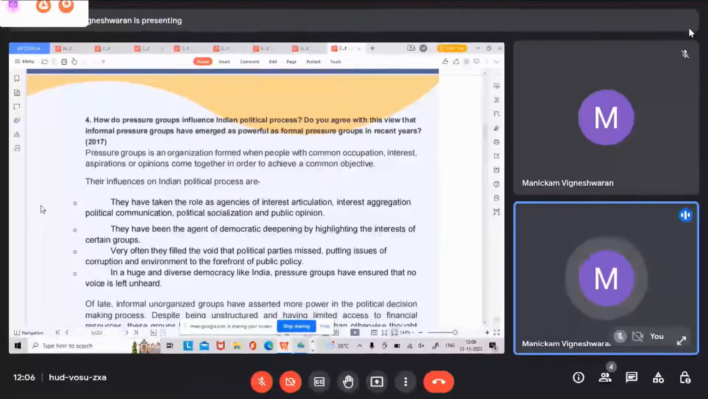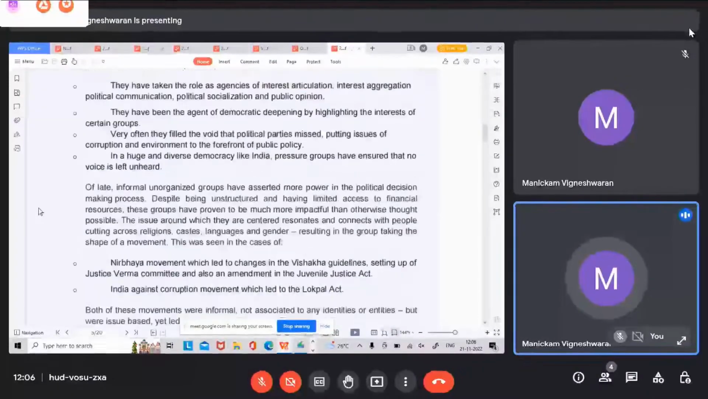In the Indian political process, they have taken the role of agencies of interest articulation, interest aggregation, political communication, political socialization, and political opinion. They have been agents of democratic deepening by highlighting the interests of certain groups. Very often they filled the void that political parties missed, putting issues of corruption and the environment at the forefront of public policy. In a huge and diverse democracy like India, pressure groups have ensured that no voice is left unheard.